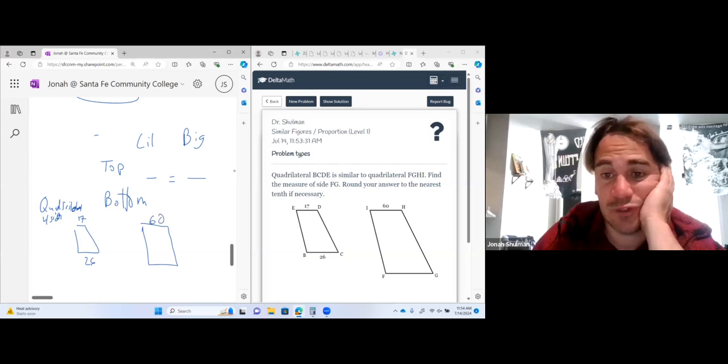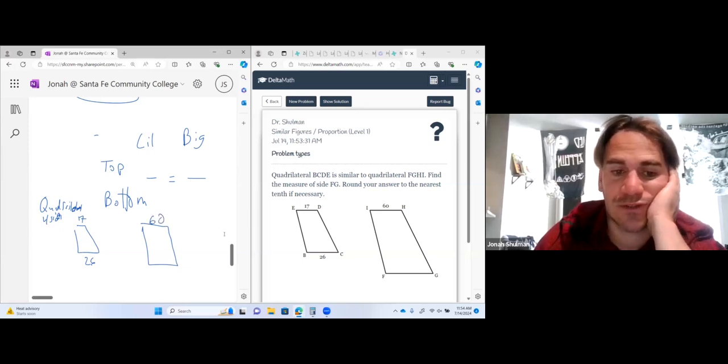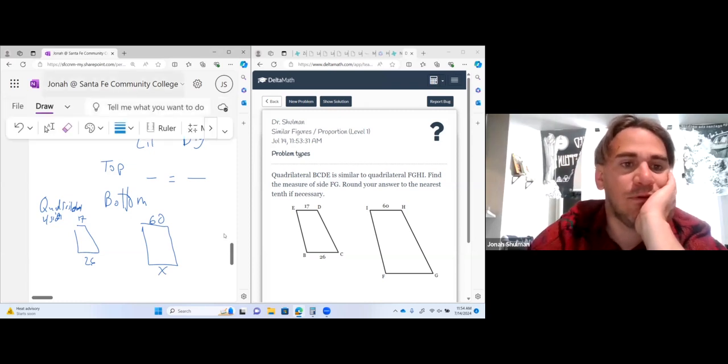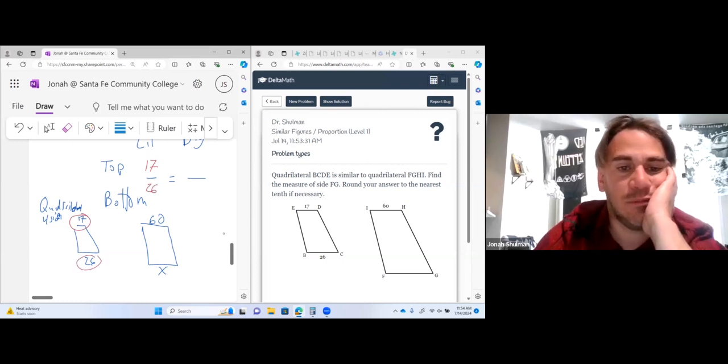So we have 17 to 26. We got 60. I'm assuming we want FG. Yeah, that's our X. So the little top, here, I'll use a different color. The little top is 17. That's the little top. The little bottom is 26. The big top is 60 and the big bottom is X. As long as we have it straight up, we're good.